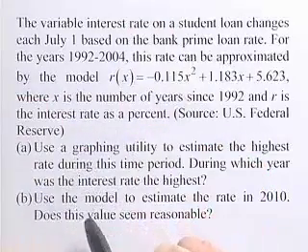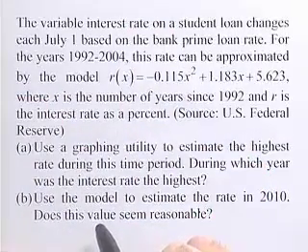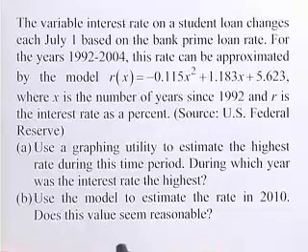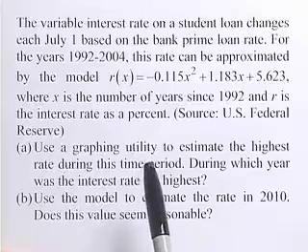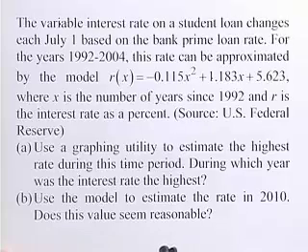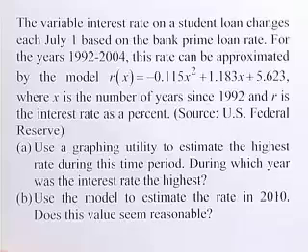The variable interest rate on a student loan changes each July 1st based on the bank prime loan rate. For the years 1992 to 2004, this rate can be approximated by the model r of x equals negative 0.115x squared plus 1.183x plus 5.623. Here x is the number of years since 1992 and r is the interest rate as a percent.